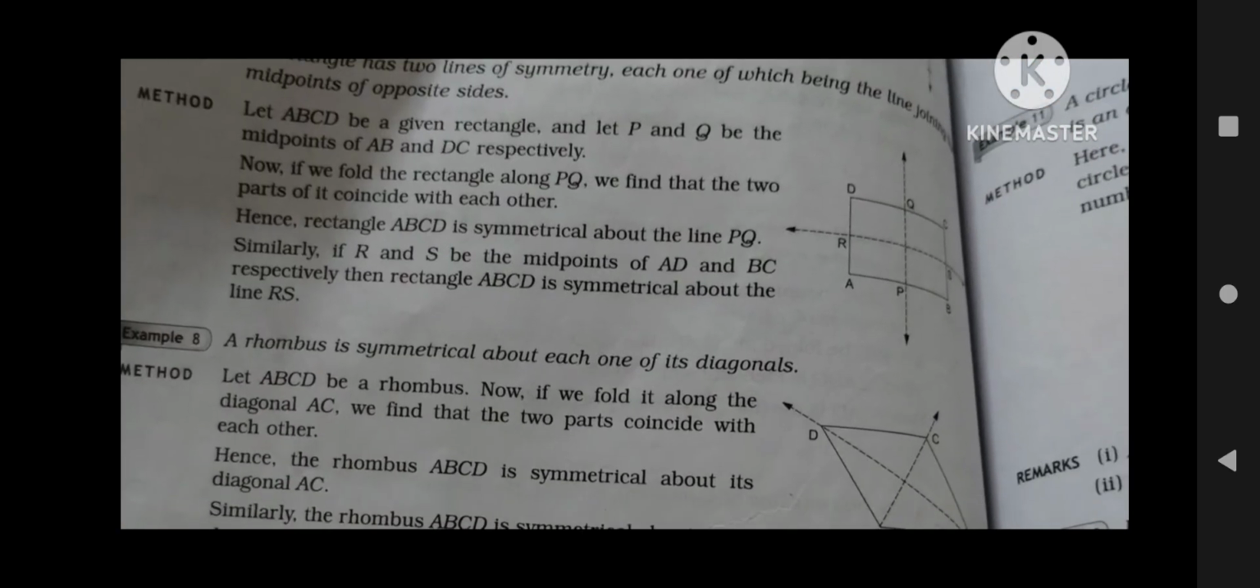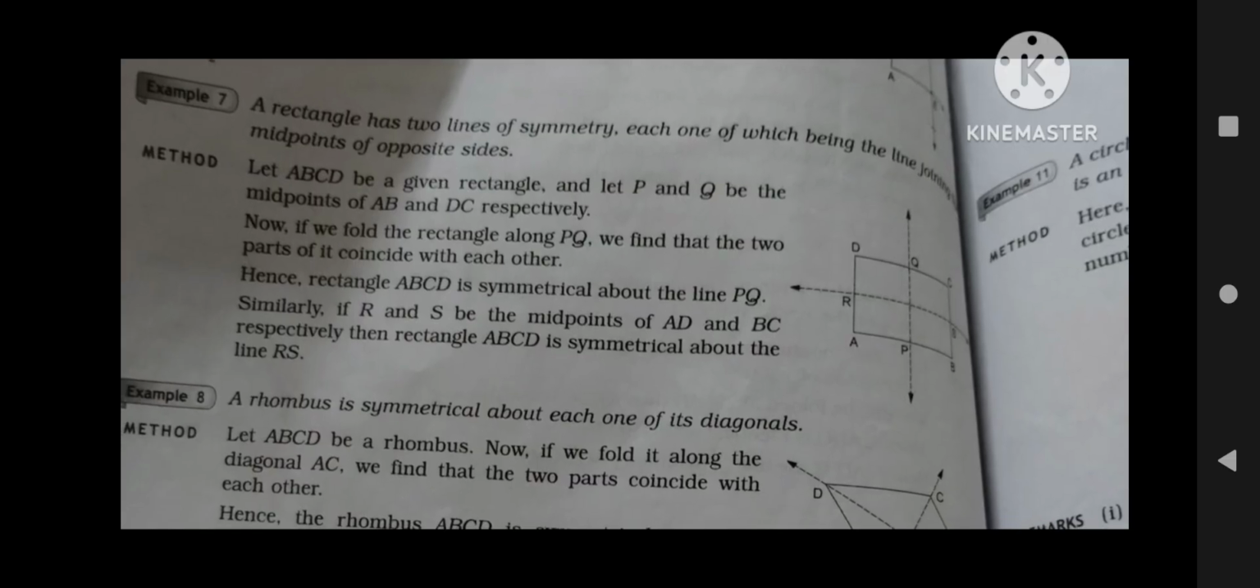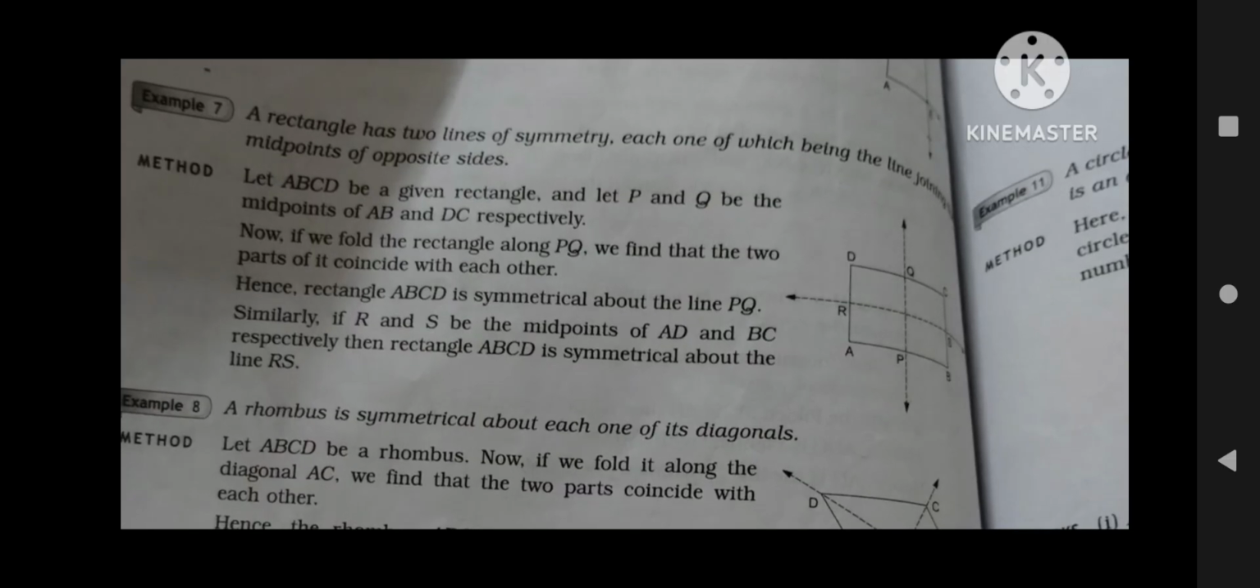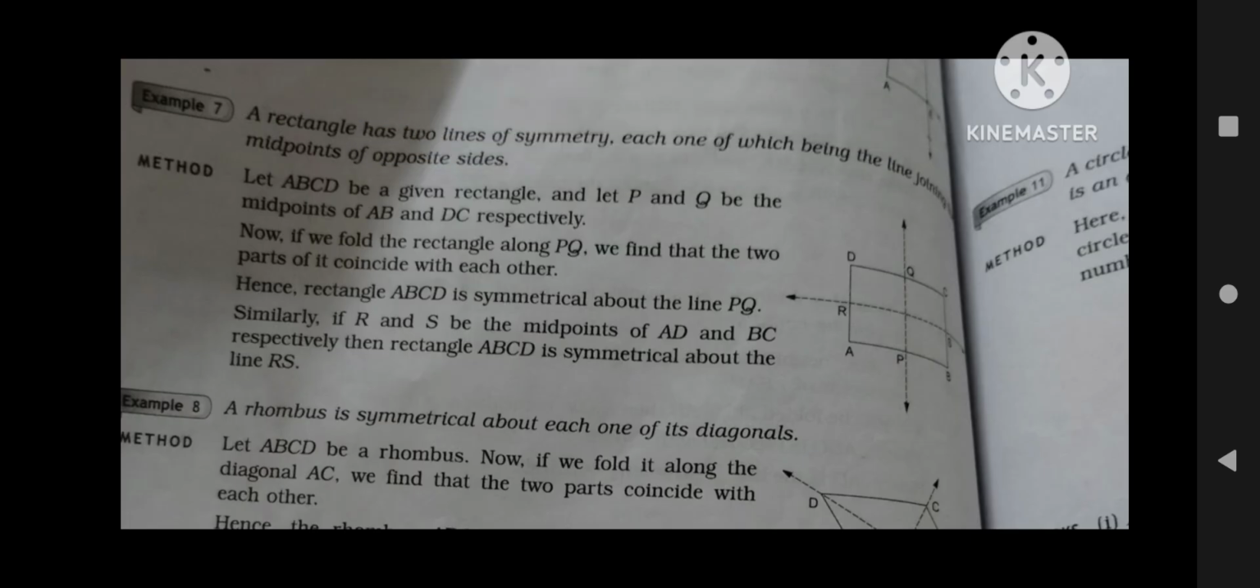7. The rectangle has two lines of symmetry, each one of which being the line joining the midpoints of opposite sides. Method. Let ABCD be the given rectangle and let P and Q be the midpoints of AB and DC respectively. Now, if we fold the rectangle along PQ, we find that the two parts of it coincide with each other. Hence, rectangle ABCD is symmetrical about the line PQ.